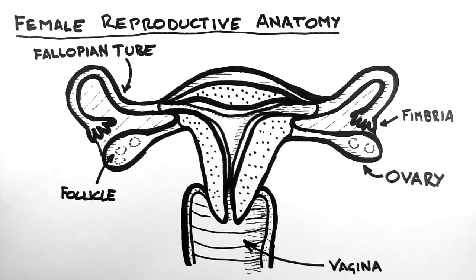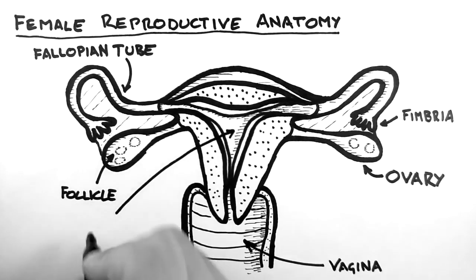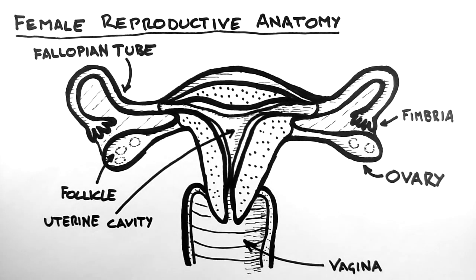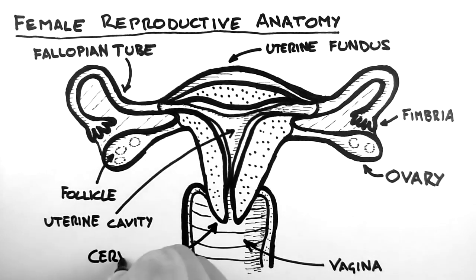So now let's look at the various parts of the uterus. This space in the middle where the fetus will grow is called the uterine cavity. This top part is called the uterine fundus, and the narrow part of the uterus is called the cervix, and it is the section that protrudes into the vagina. It is clinically very important as it is the site of cervical cancer, and it's the part of the uterus that gets checked in a pap smear.